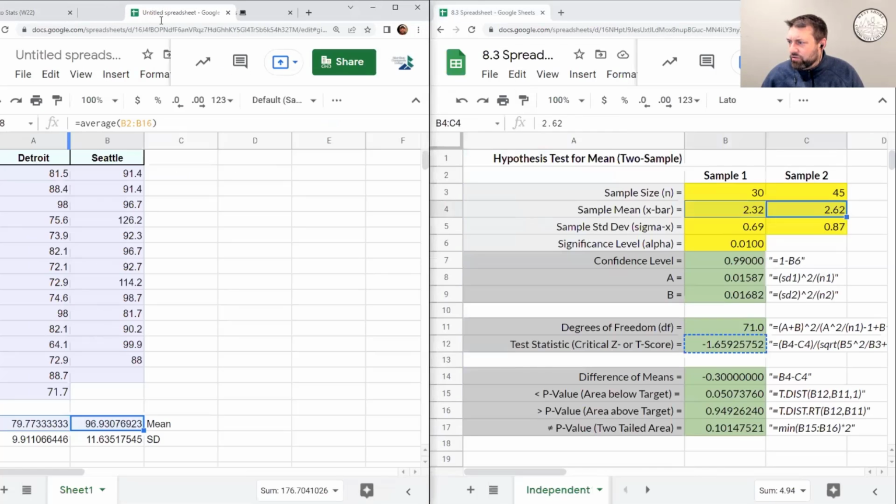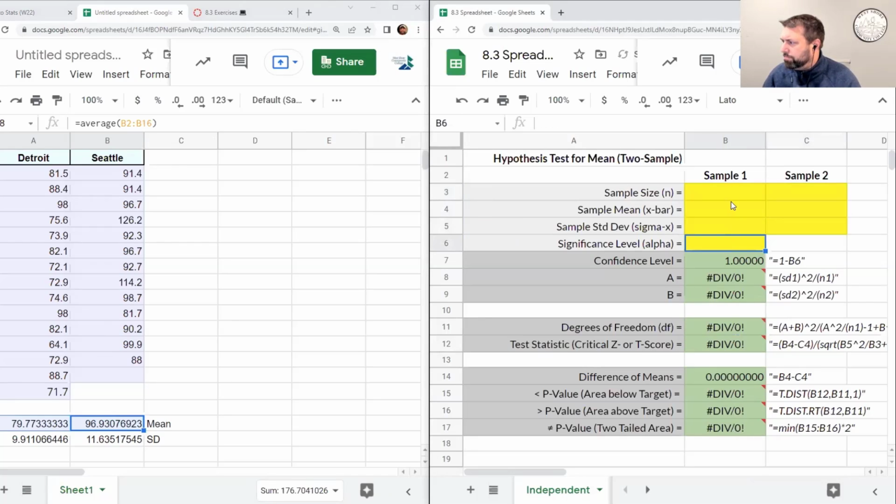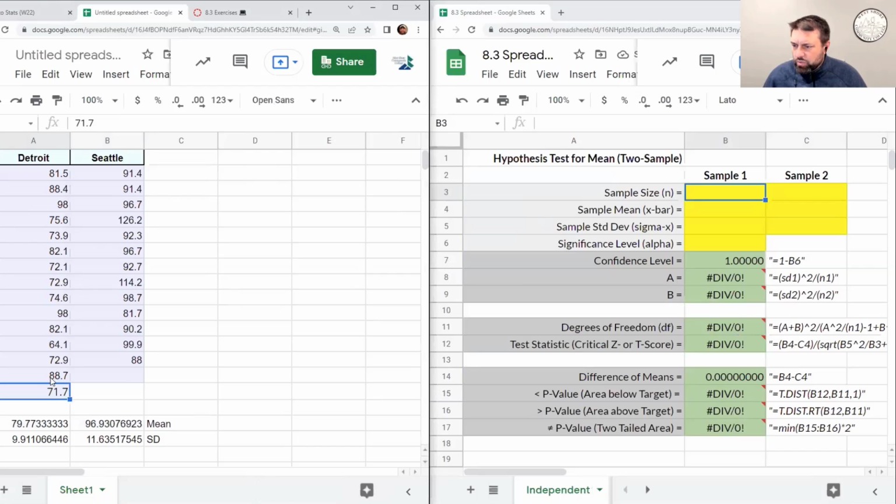So I'm going to kick this over here so it's a little bit easier to run these numbers. Okay, sample one is Detroit. So my sample size is 1, 2, 3, 4, 5, 6, 7, 8, 9, 10, 11, 12, 13, 14, 15 in Detroit. And while we're there, we'll just do the 13 in Seattle.